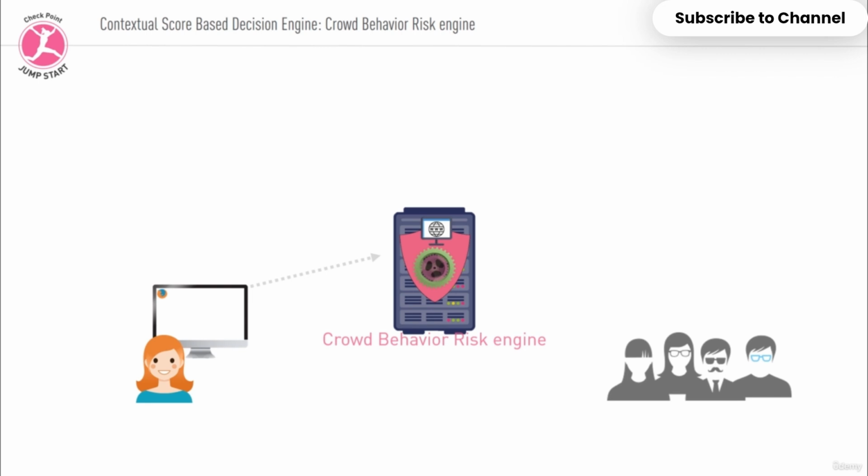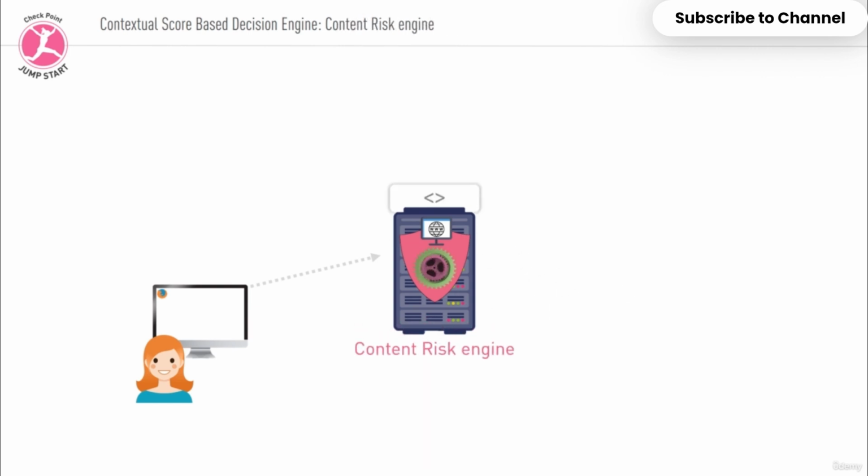Furthermore, the crowd behavior risk engine maps a site based on how all users interact with it. If a critical mass of users uses a website a certain way, the probability of a request being a specific attack is lower. Finally, the content risk engine learns what content is typical for a specific field in a specific application, providing a deeper analysis of the content itself and the patterns that are expected in each field.